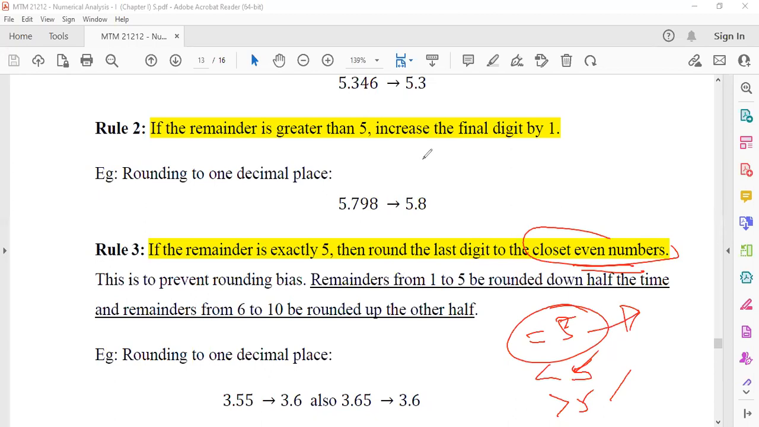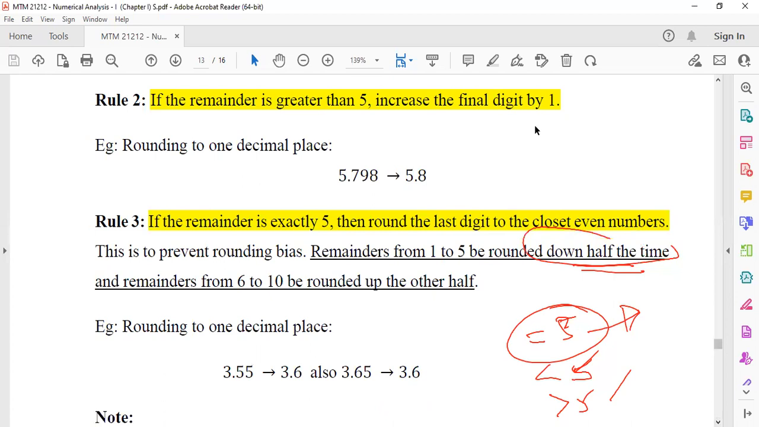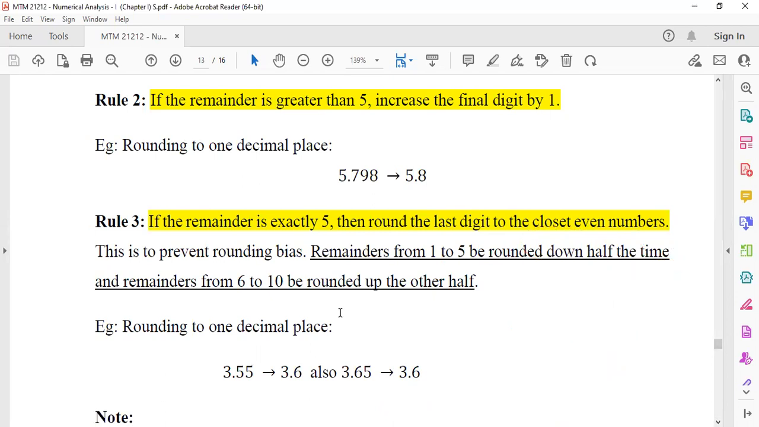Next one, closer to even number. We have studied this in a different way at school level. Anyway, everything is the same. This is to prevent rounding bias. Why are we doing this? To prevent rounding biases, rounding errors. Remainders from 1 to 5 are rounded down half the time, and remainders from 6 to 10 are rounded up the other half. For example, let's see this example, and you'll understand.